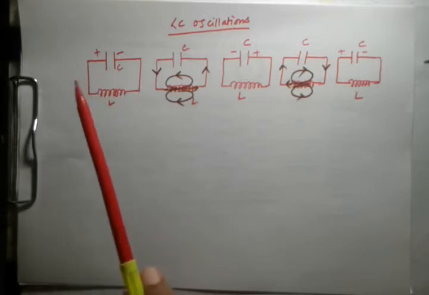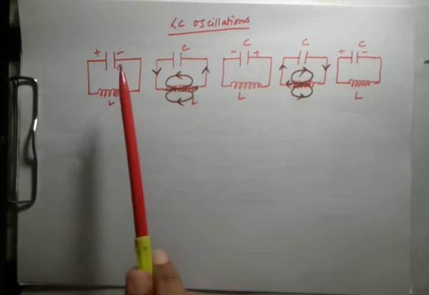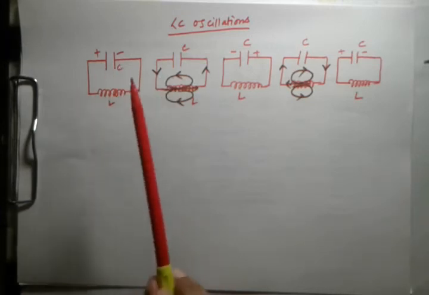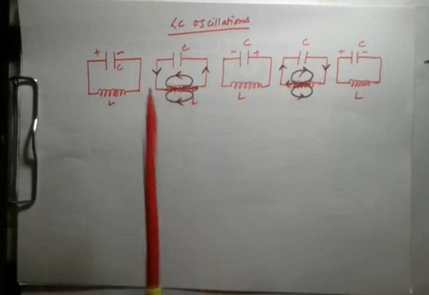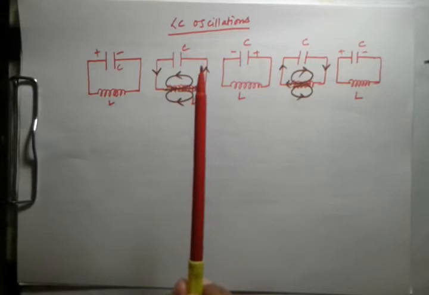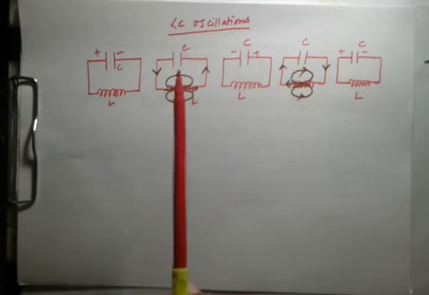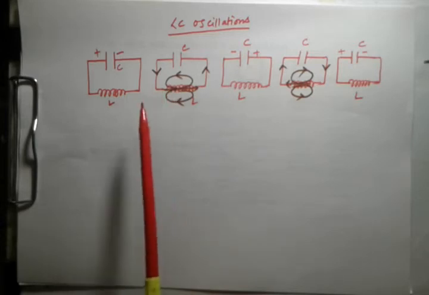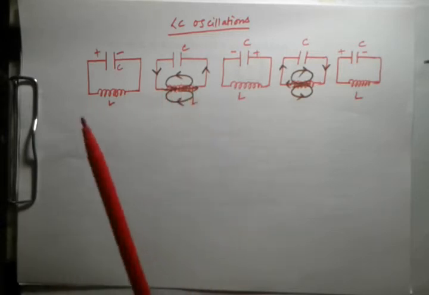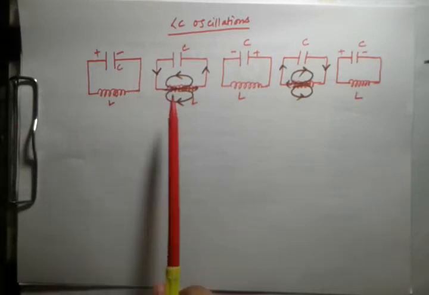Now the capacitor begins to discharge through the inductor, and hence the current starts flowing through the inductor, and as a result the magnetic field is set up around the inductor. When the capacitor is discharged completely, the energy is stored in the inductor in the form of the magnetic field, and the formula is half L I square. In other words, the electrical energy is completely converted into magnetic energy.